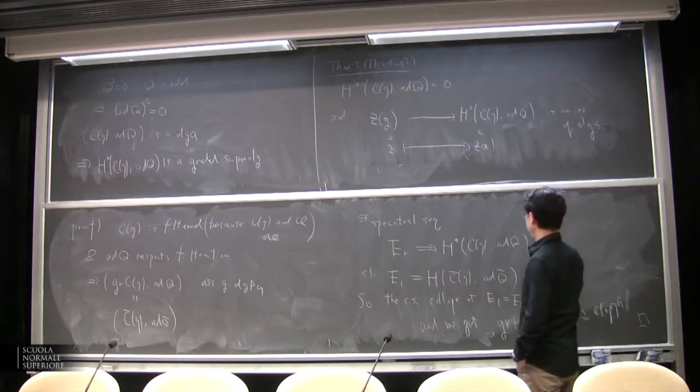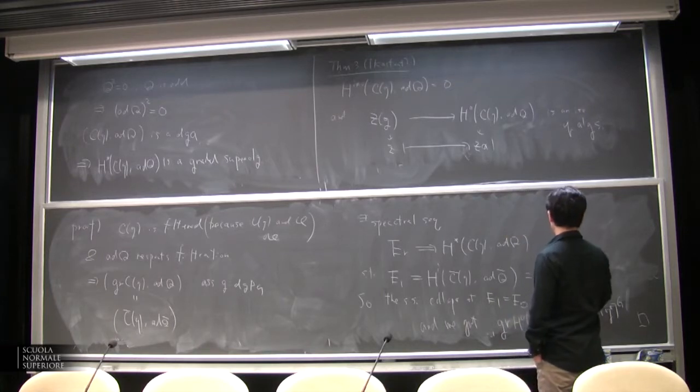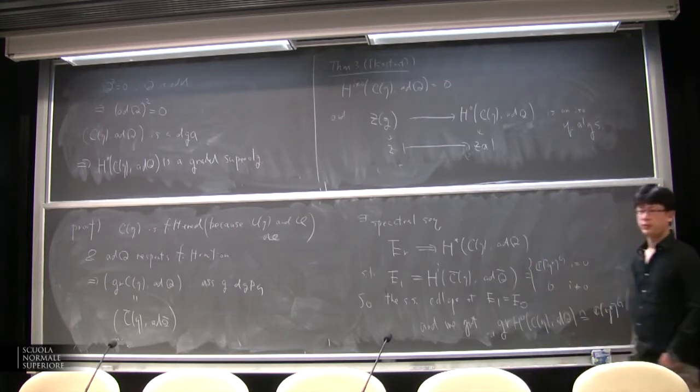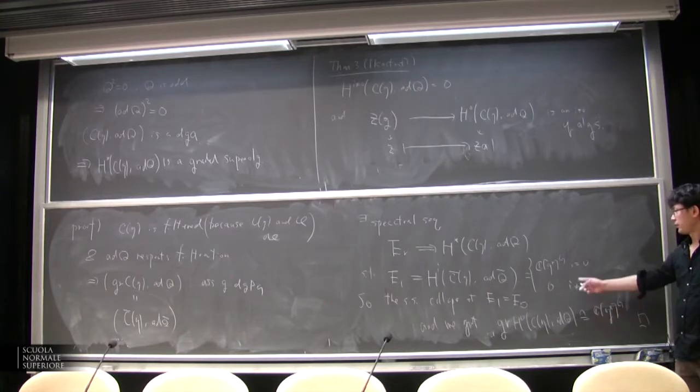So this is 0 for i not equal. So then the sum of it, by the previous theory, the spectral sequence degenerates at E1 equals infinity. So E infinity is equal to this.